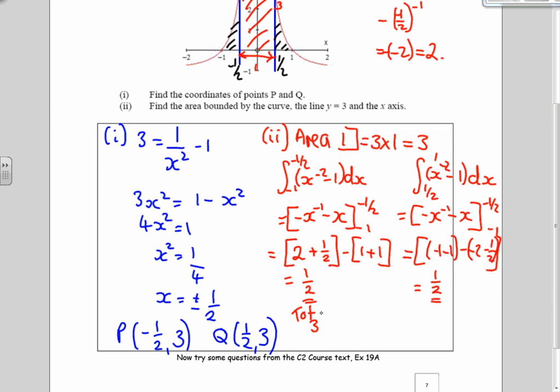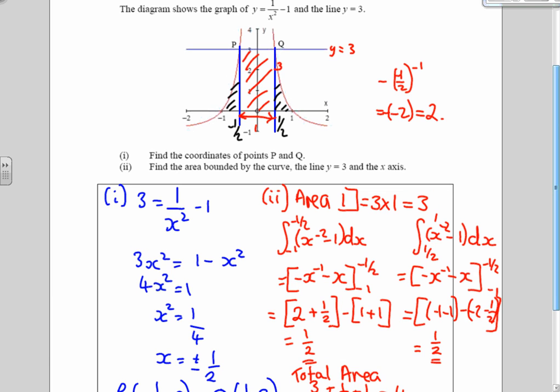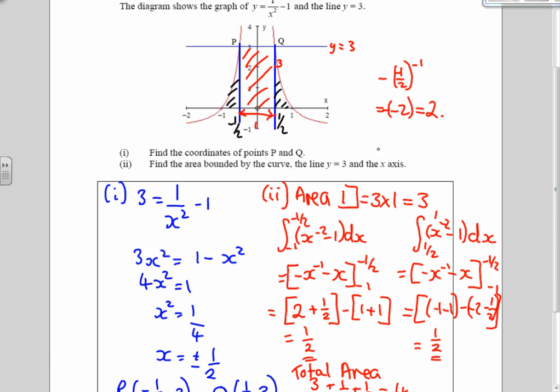So for the total area, we have 3 plus a half, plus a half, which equals 4. So the total area under the curve y equals 1 over x squared minus 1, and the line y equals 3 and the x-axis is 4.